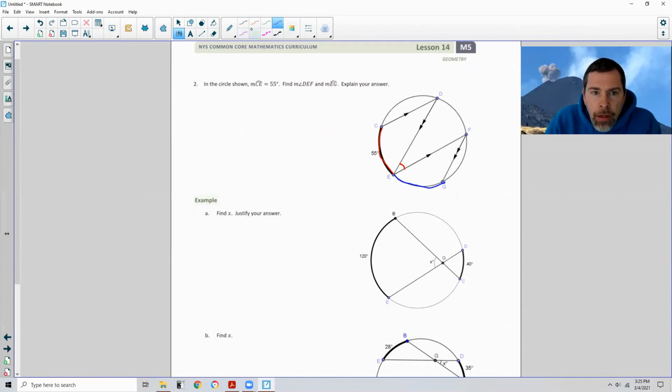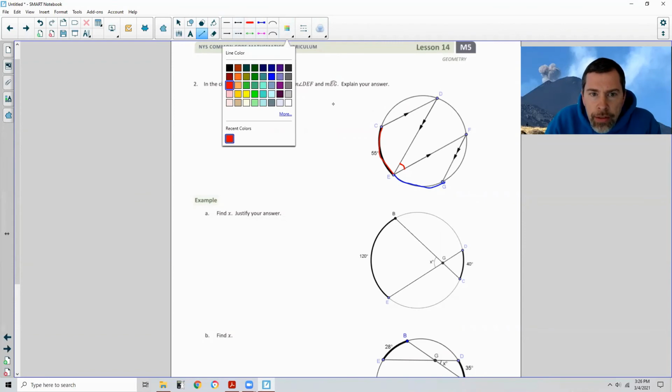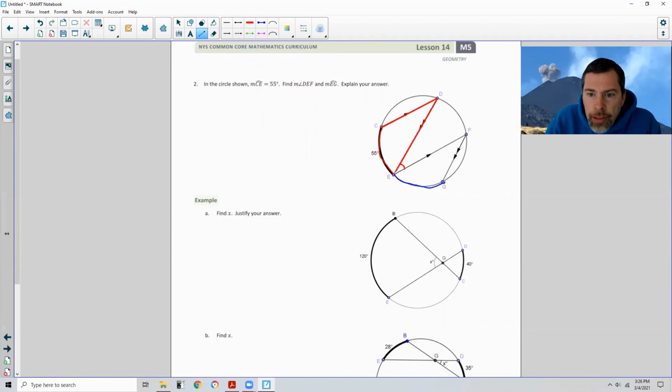Okay. All right. So how did CE get formed? What is cutting CE? Angle CDE. That is an inscribed angle. So therefore this angle is half the intercepted arc. Half of 55 is 27.5 degrees. Okay. So now that I know that's 27.5 degrees, look what I have.